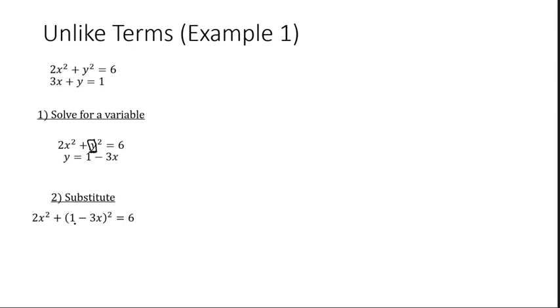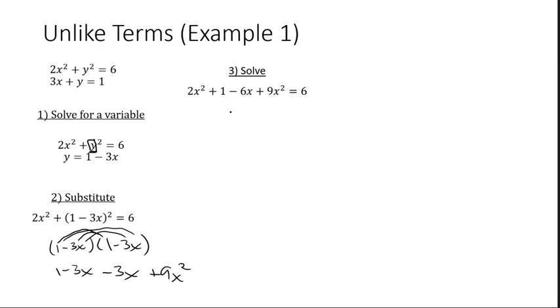When you have 1 minus 3x squared, remember that is 1 minus 3x times 1 minus 3x. So we distribute the 1 to both terms. We have 1 minus 3x. And then we distribute the negative 3x to both terms. Negative 3x times 1 is negative 3x. And negative 3x times negative 3x is going to be a positive 9x squared. And that's what we see up here typed up. So we have the 2x squared in the front plus the 1 minus 6x and then plus 9x squared. And this can combine to get negative 6x.